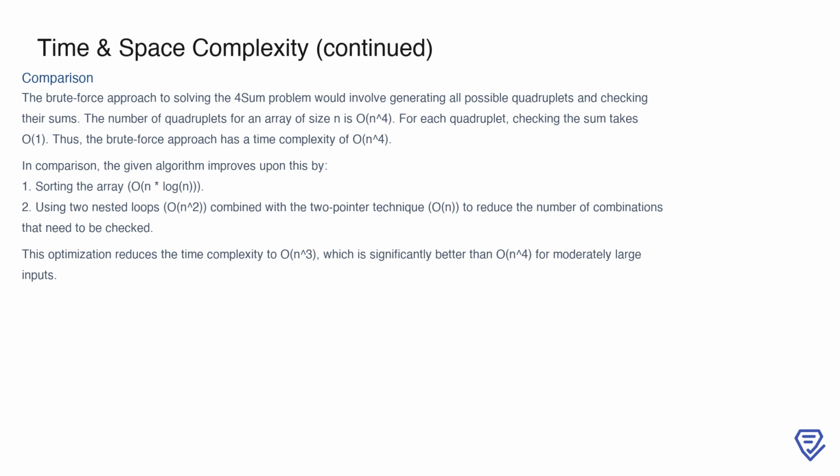By sorting the array in O(n log n) and combining two nested loops with a two-pointer search, we reduce the number of combinations to check. This results in a time complexity of O(n cubed), which is a substantial improvement over O(n to the power of 4), especially for larger input sizes.